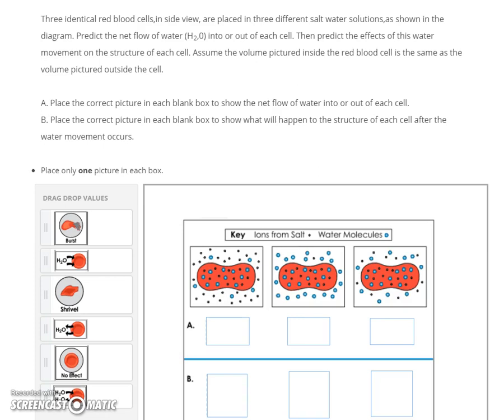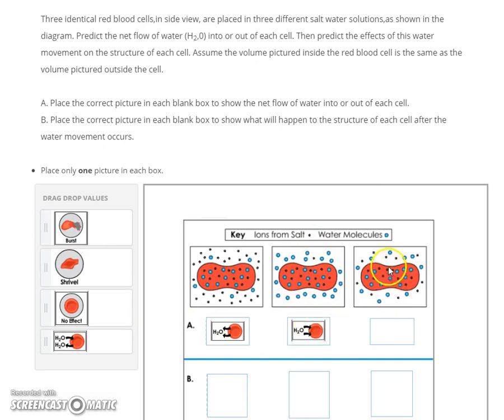So water will go from a high concentration to low. The water molecules are the big blue ones, and we're looking for where the high concentration is and where the low concentration is. That's going to tell us the direction of motion. There's more water here and less water outside, so in this one, water will move out. This one has more water outside, so water will move in. And this one is pretty balanced, so water will actually go in a little bit of both directions.